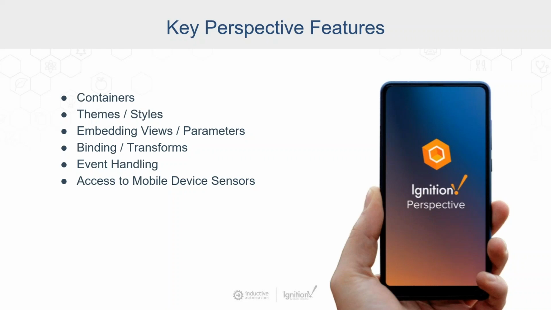Let's take a look at these 6 main features: containers, themes and styles, embedded views, binding and transforms, event handling, and mobile devices. And really, it's important to understand the capabilities of each of these features to know what's possible with them. Because once you know what's possible, when you're planning a project, you're going to have a much better sense of what you're going to need to do, or what questions you need to ask your users for how they're going to interact with the system.